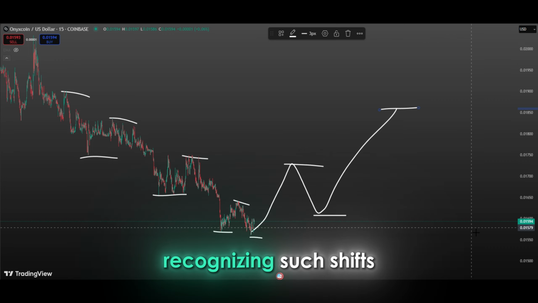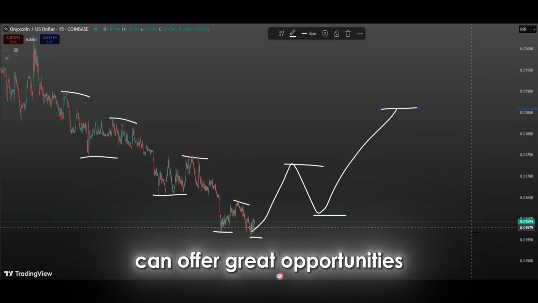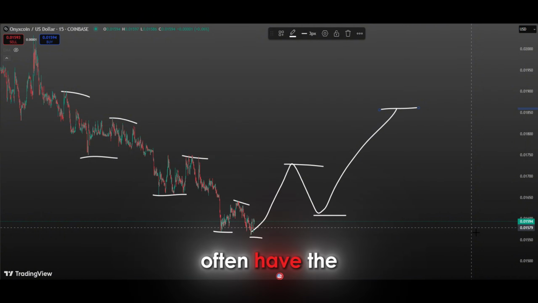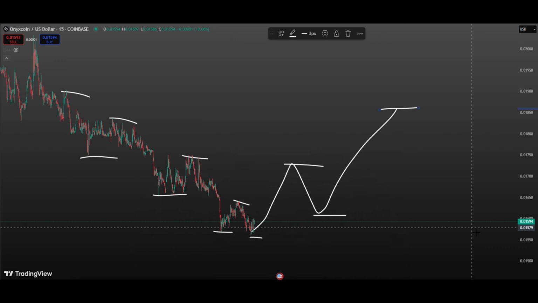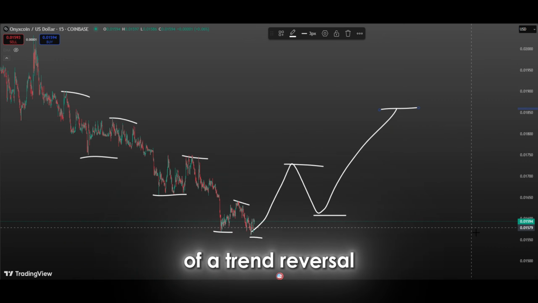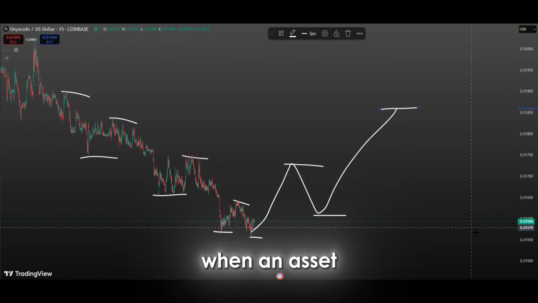For traders, recognizing such shifts in structure and time can offer great opportunities. Because these early stages of a trend reversal often have the highest potential risk-return ratio. While the price is not yet fully bullish, these technical signals of a trend reversal allow traders to take early positions.